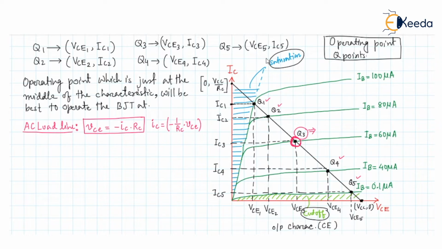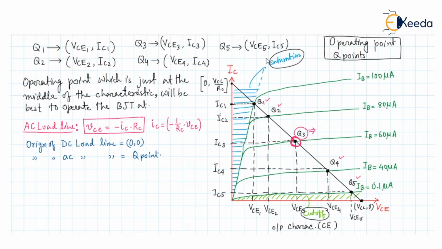Both the AC and DC load lines will coincide at some point with each other, but the origin of the DC load line will be at the 0, 0 point, while the origin of the AC load line will be the Q point. This is the difference between the AC load line and the DC load line.